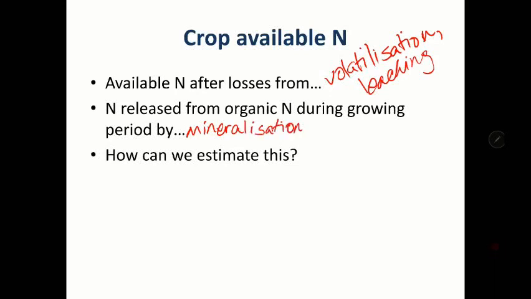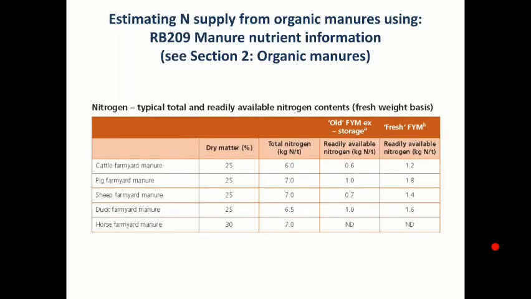Just like when we did the soil nitrogen cycle, you'll remember that organic nitrogen mineralizes into mineral forms like ammonium and nitrate. How can we estimate that? That's tricky. But we can have a look at some of these useful tables in RB209. They give us some figures, and this is from hundreds and hundreds of manure samples over the years, where they've got an idea of some of the characteristics of different types of manure.